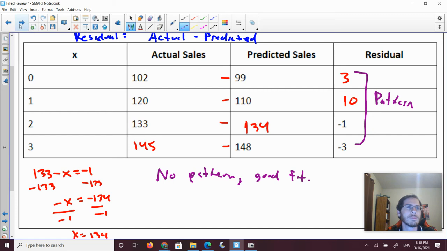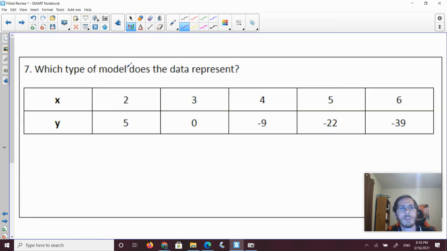All right, so for 7, what type of model does this data represent? So here we're choosing between linear, quadratic, or exponential. So there's only 3 choices. So we said we could check the differences first. Because if the differences are all the same, it's an arithmetic sequence, which means it's got to be linear. So we have to do some subtraction.